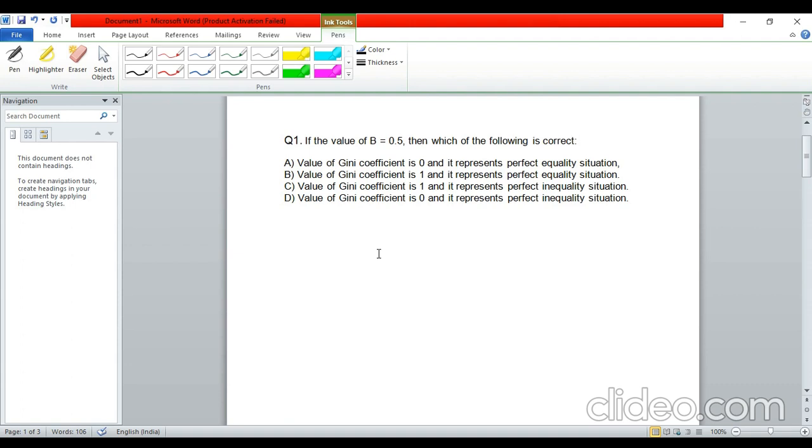Just a disclaimer, guys, before we begin: all these questions are memory based. So there may be some mistakes in the questions, there may be mistakes in the options, and further, there may be mistakes in the answers as well. My answer may be incorrect.